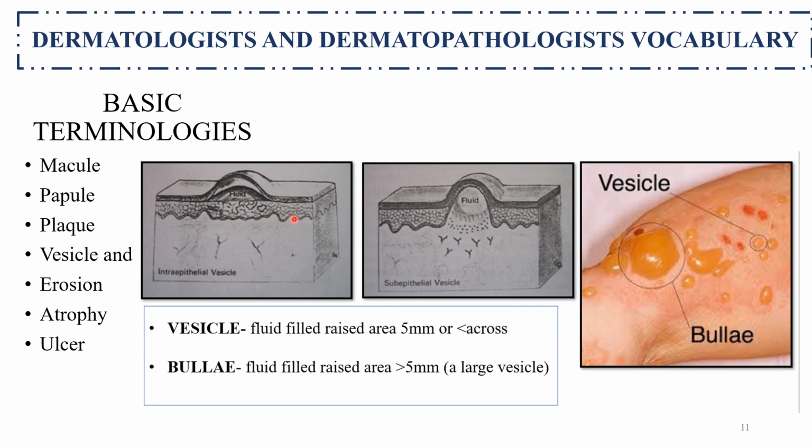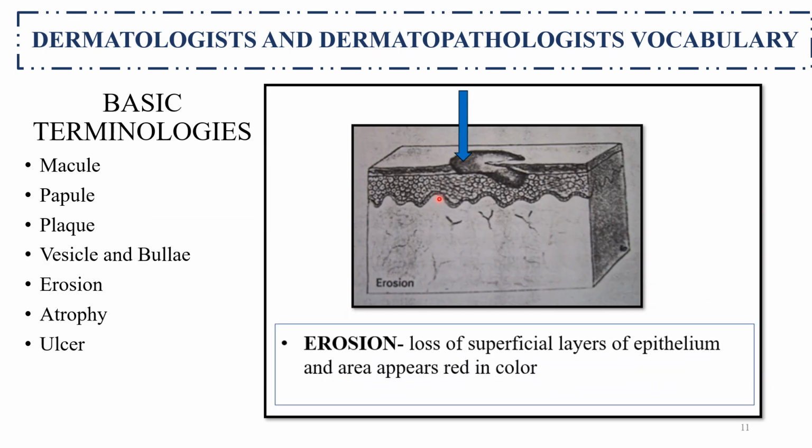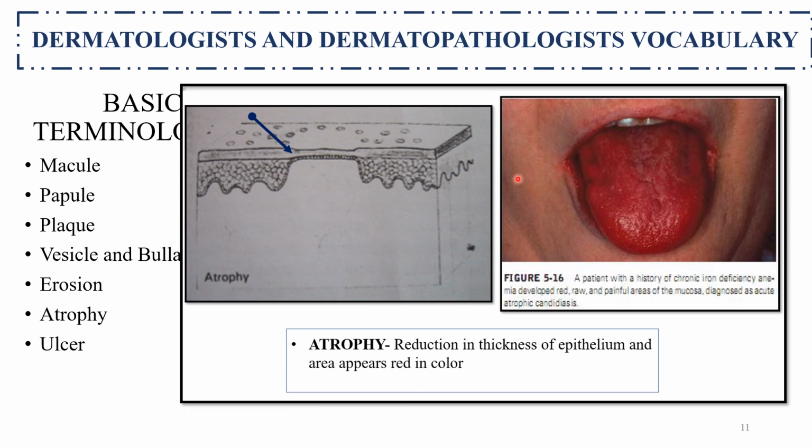So vesicle and bulla are nothing but raised fluid filled lesions. If it is less than 5 millimeters, this is known as vesicle. If it is greater than 5 millimeters, it is known as bulla. Sometimes the vesicles coalesce and result in formation of bulla. Both vesicle and bulla together are known as blisters. Erosion is loss of superficial layers of the epithelium, and clinically this appears erythematous. And atrophy is thinning of the epithelium, rather loss of epithelium. So even this clinically appears erythematous.